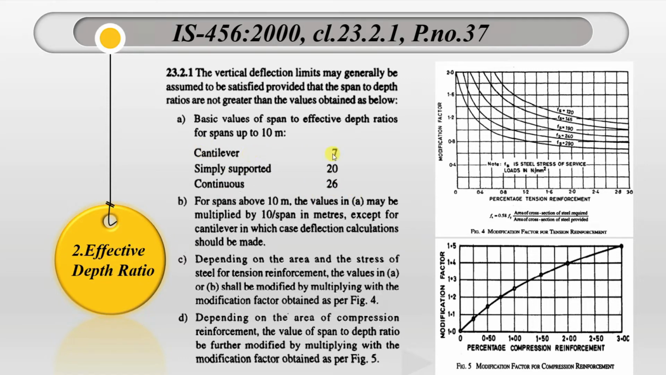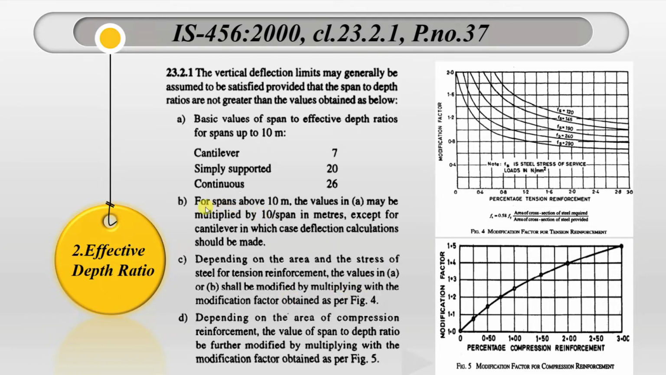So for cantilever slab, span to depth ratio is 7. Depending on the area and the stress of steel for tension reinforcement, the values in A or B shall be modified by multiplying with the modification factor obtained as per figure number 4. So according to the tension reinforcement we are providing, the values given in A and B can be multiplied with the modification factor.